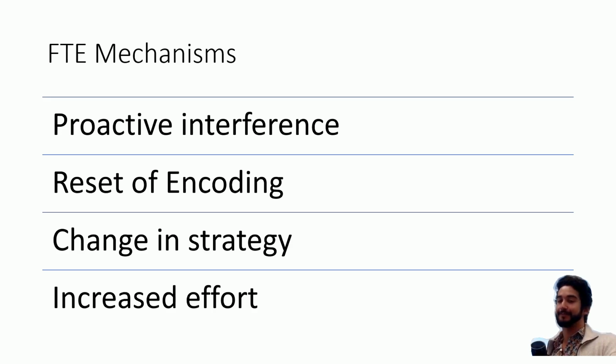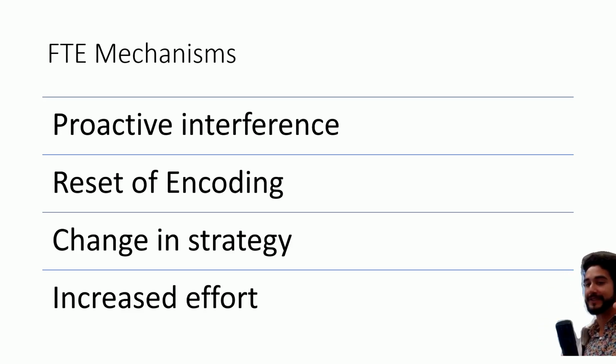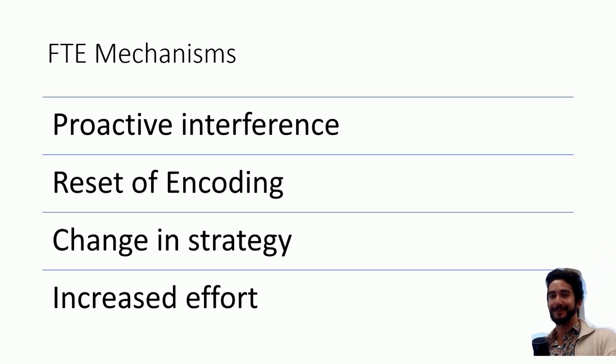The first is proactive interference, and we are all familiar with this concept. It supposes that restudied items interfere with the future learning of restudied items, where testing is proposed to eliminate proactive interference. The reset of encoding is somewhat similar, in which it supposes that studying information degrades our ability to process future information. However, testing resets this ability to process information and makes it better.